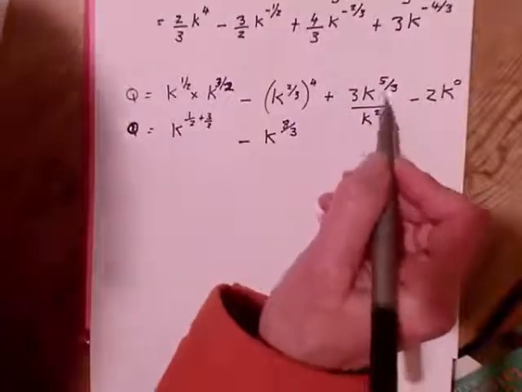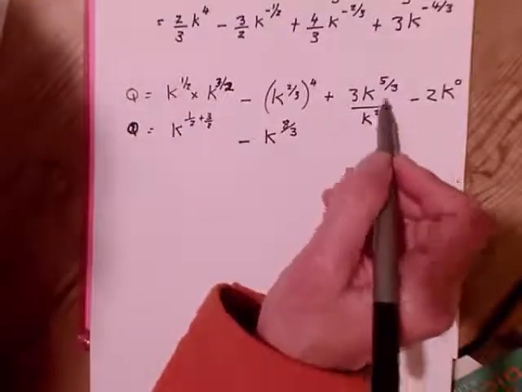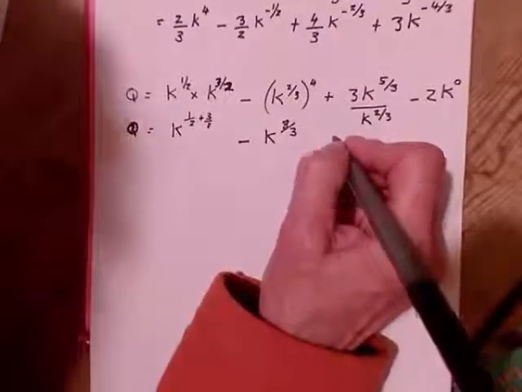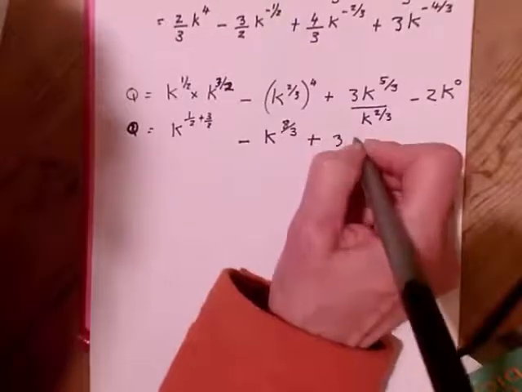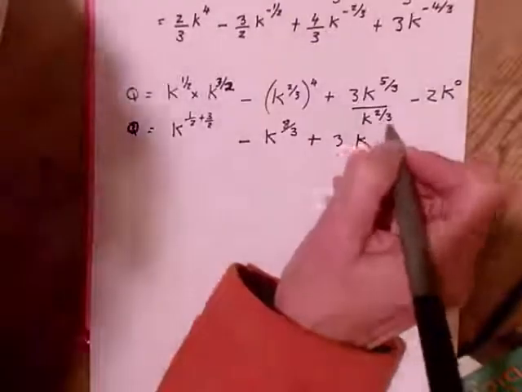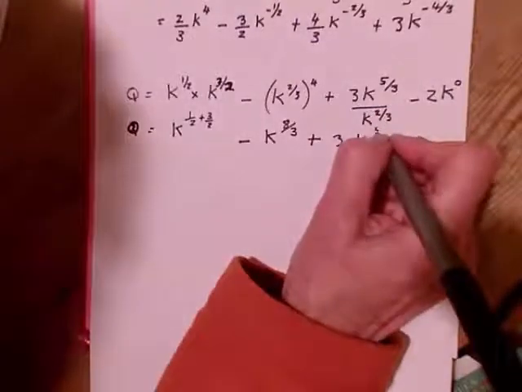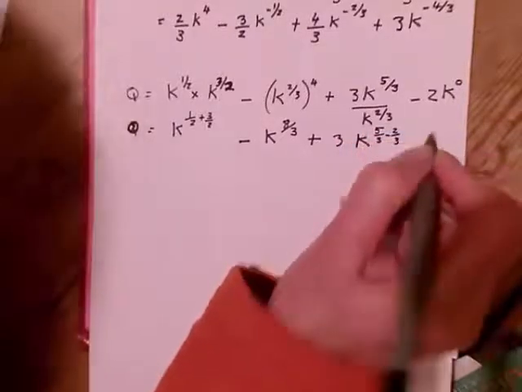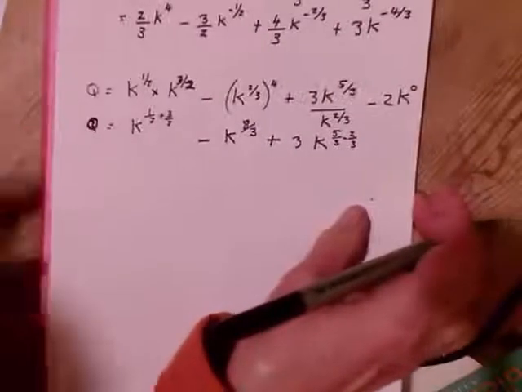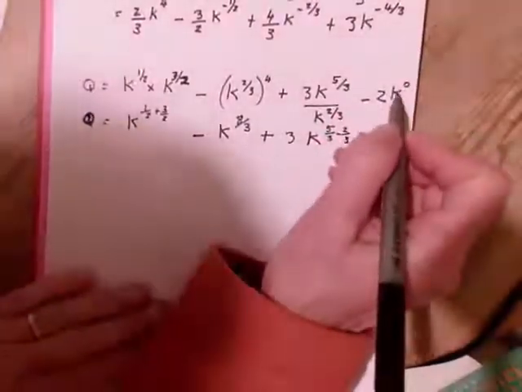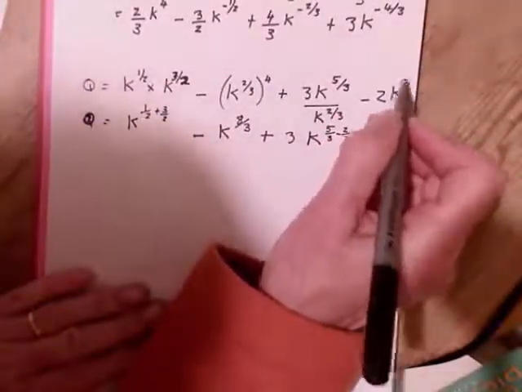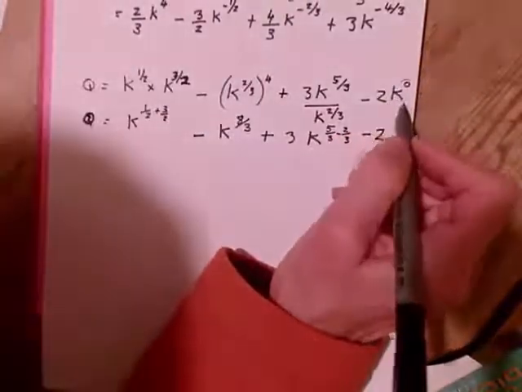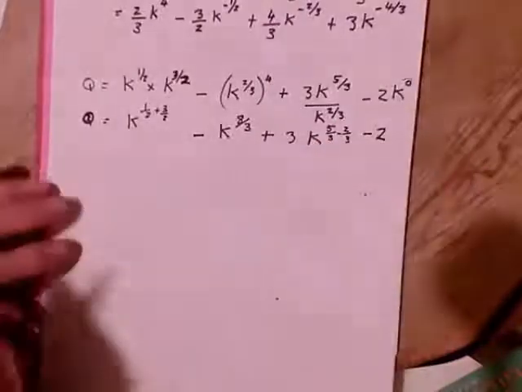Now, if we're dividing numbers that have powers, and the numbers are the same, we subtract them. So now we're going to subtract 2/3 from 5/3. And we'll come back to that. And anything to the power of 0 is 1. So we can just write that as -2. So that got simple very quickly, didn't it?